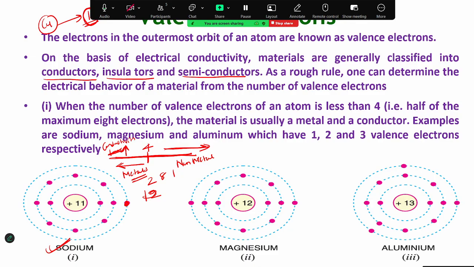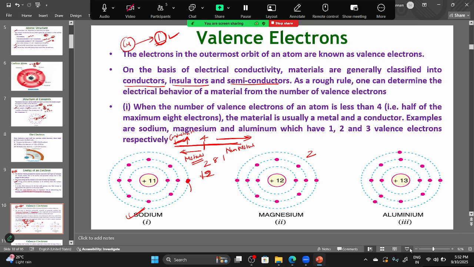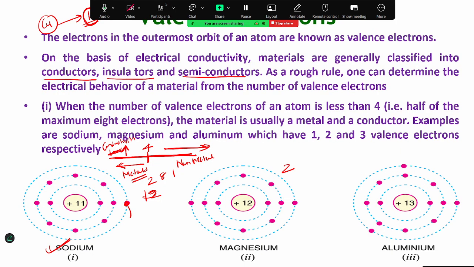Aluminum has a valency of 3, so this is also a metal. Aluminum is a metal, no? Basically we use it for high tension wires. Aluminum is cheap, that's why we use it for the high tension wires on the poles outside. These are all metals. If you go to the left side of the periodic table, those are nothing but metals.